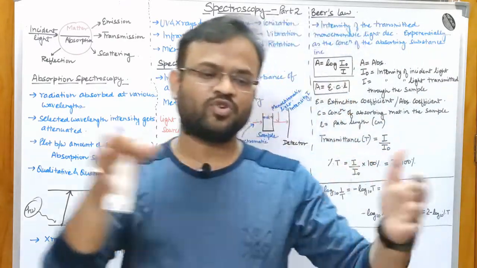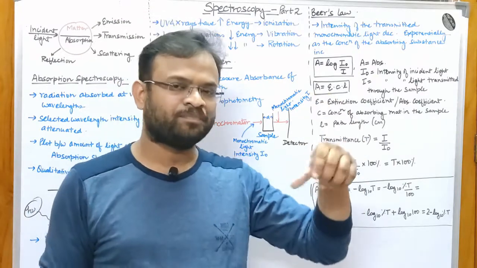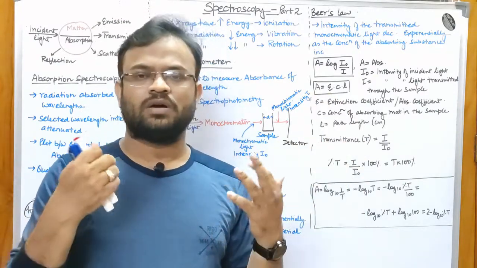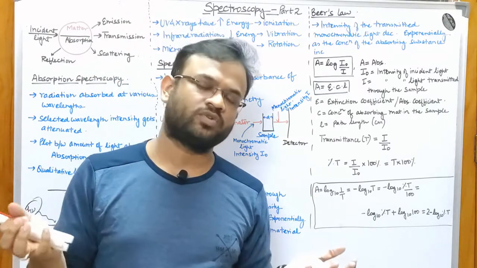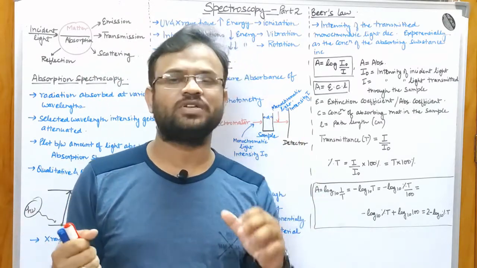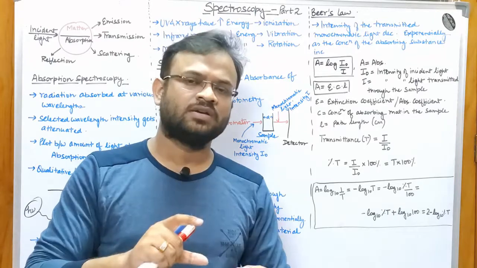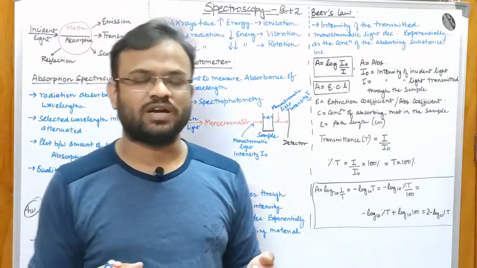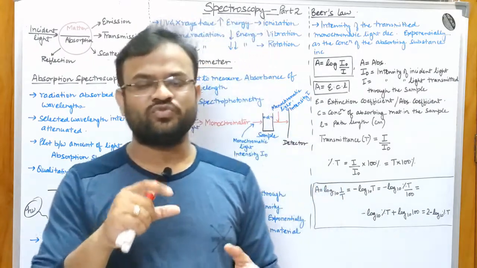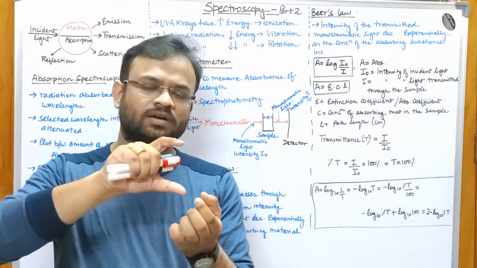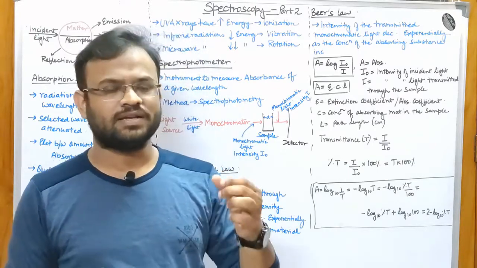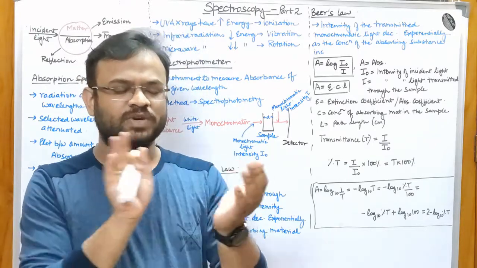So a spectrophotometer is a device where you put in your material, whatever compound you want to study the absorbance of, inside a cuvette. The cuvette can be made of quartz or of a glass material. You fill up the cuvette, not up to the neck but a little lesser than the neck, and the cuvette has a transparent side.